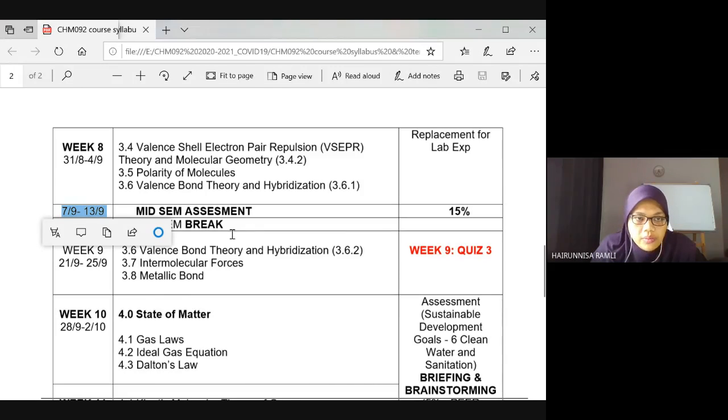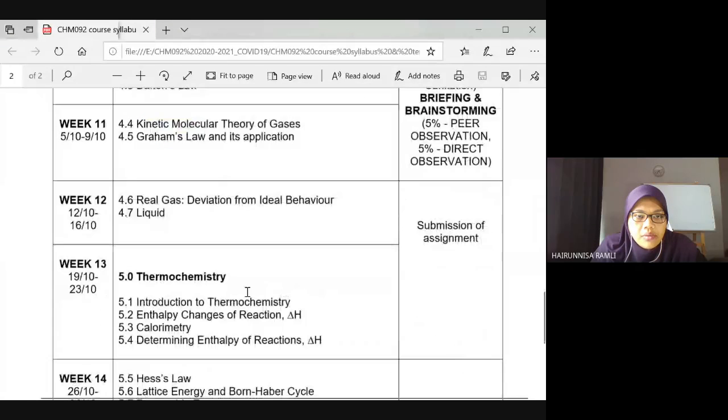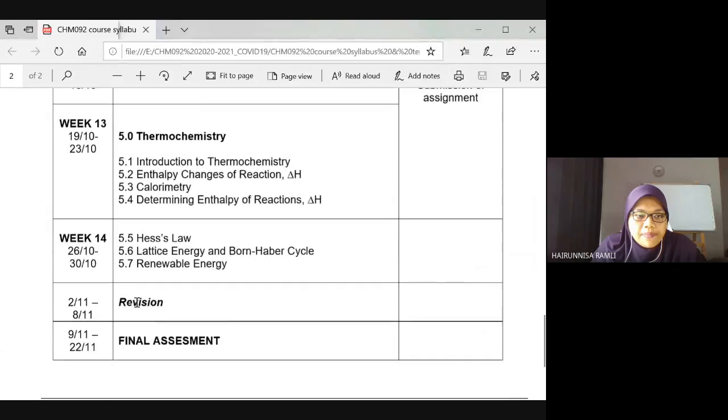Lepas tu you will have the mid semester break. Sambung balik topic 3 and then we have topic 4, state of matter on week 10. And then we will have thermochemistry on week 13 sampai lah week 14. And then revision ni kita panggil revision week. You will not have any classes on this week. So ini memang khas untuk you punya revision week lah before your final assessment.